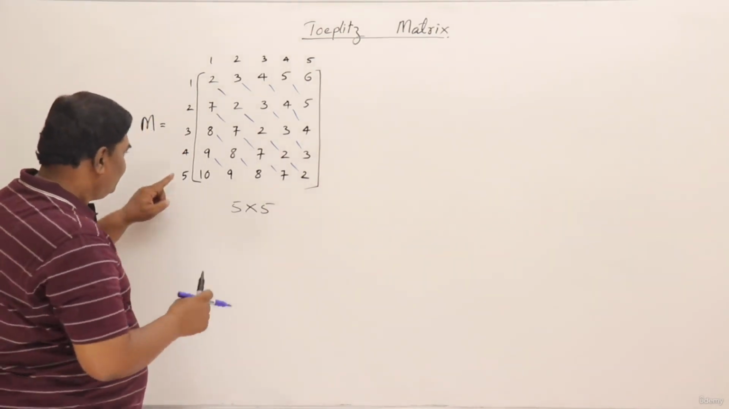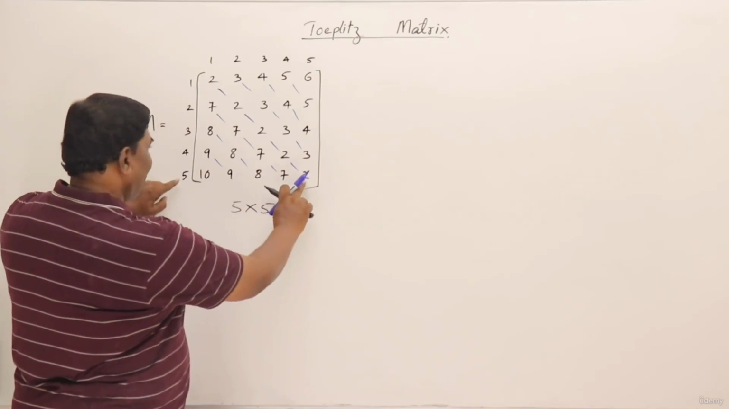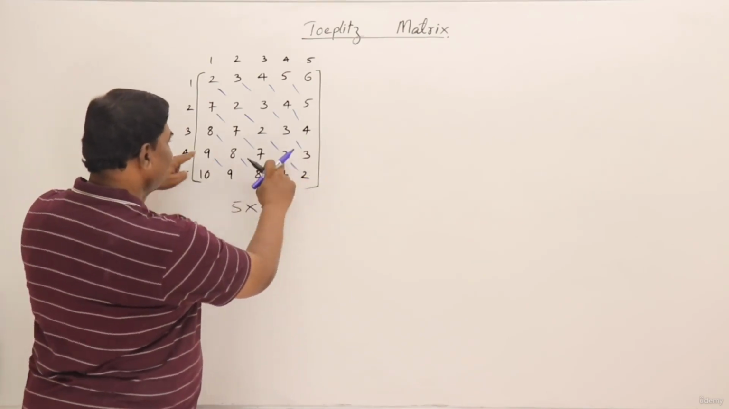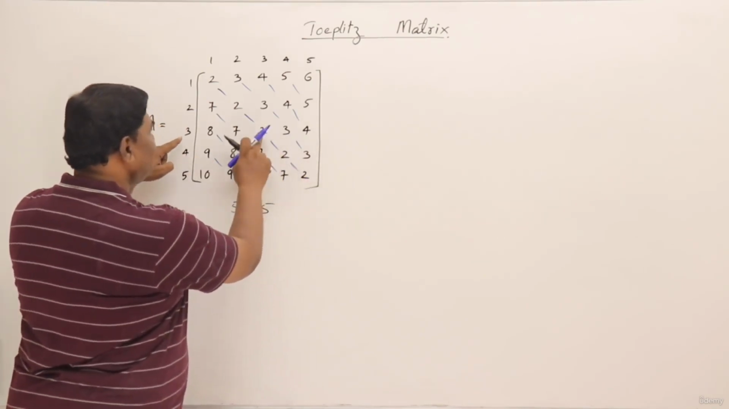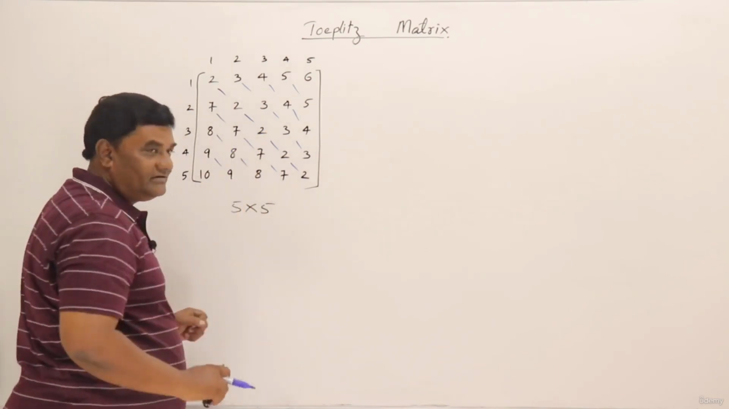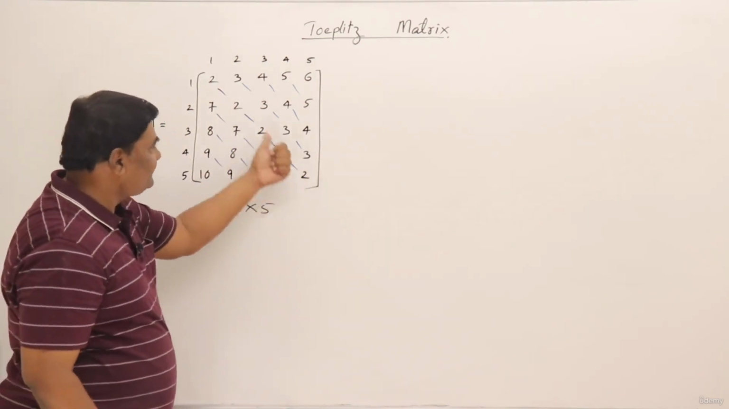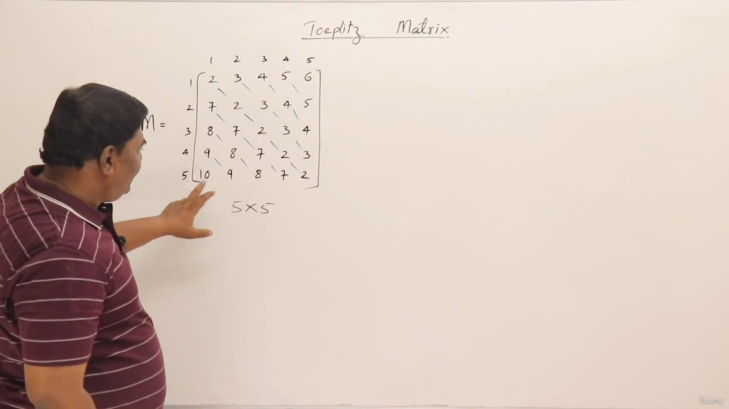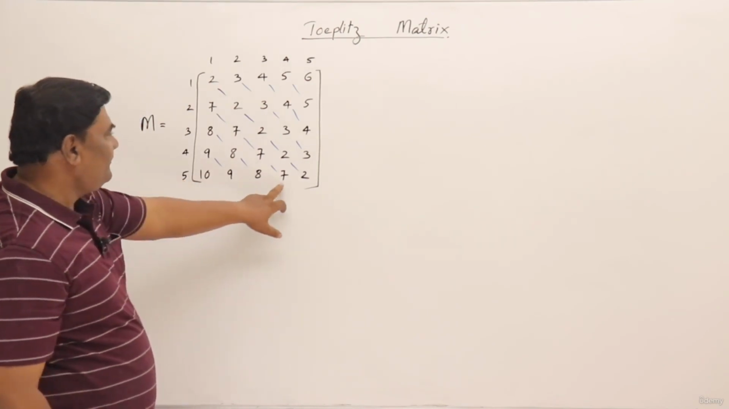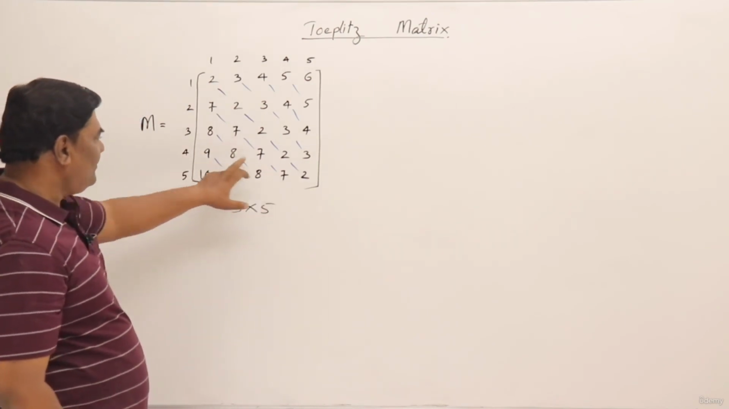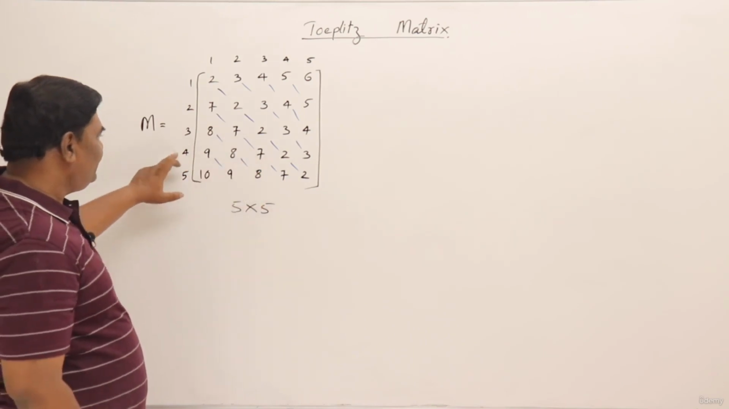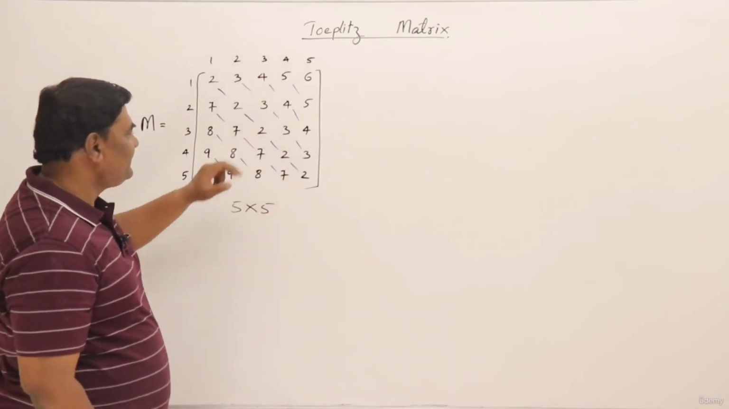So it means 5 comma 5 element is same as 4 comma 4. That is same as 3 comma 3. So from bottom I have started. Then if I take this element 5 comma 4, that is same as 4 comma 3. See, 5 minus 1 and 4 minus 1, 3.